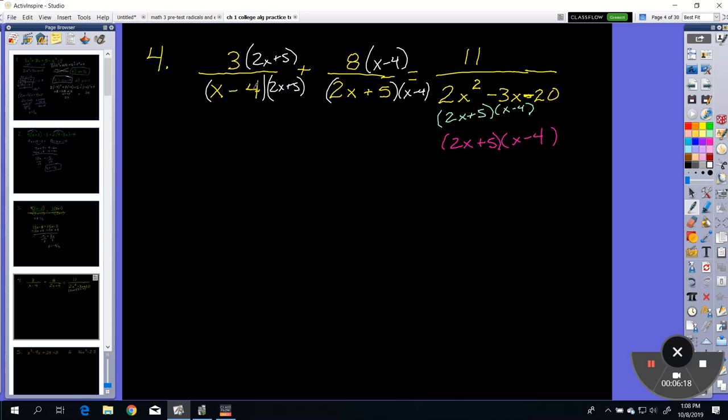And looking at the denominator right now, I also have my restrictions. I know that x cannot equal 4, and x cannot equal negative 5 halves. So I put each of those equal to 0. But now that I've done that, I can get rid of my denominator. Just work with my numerator.